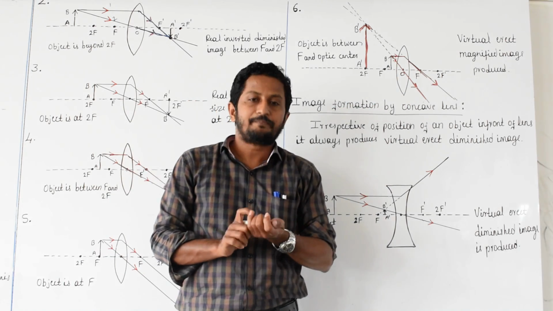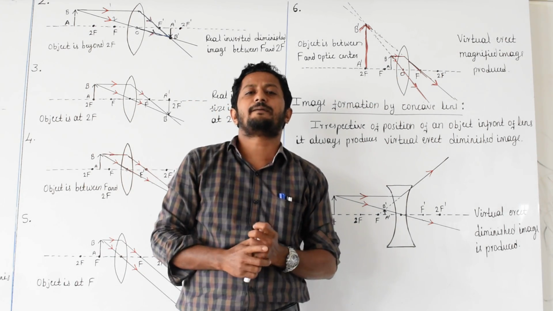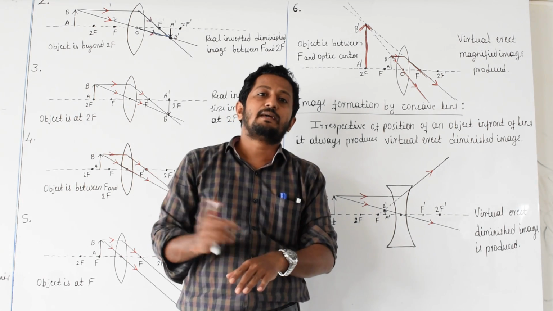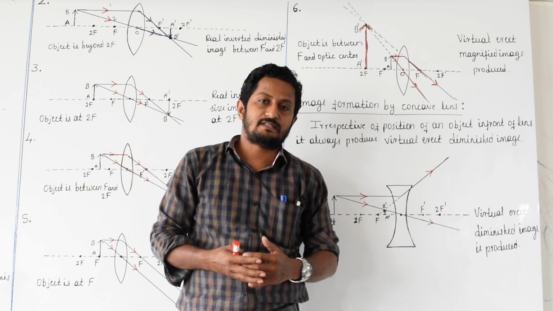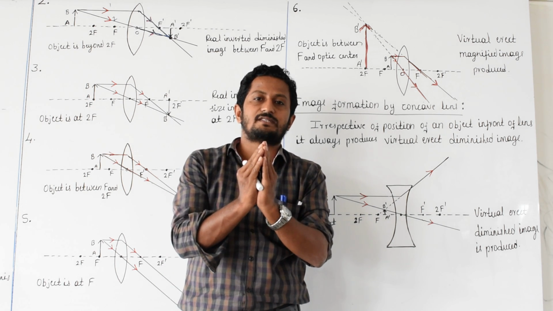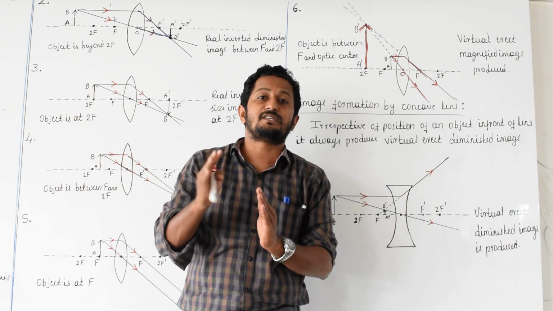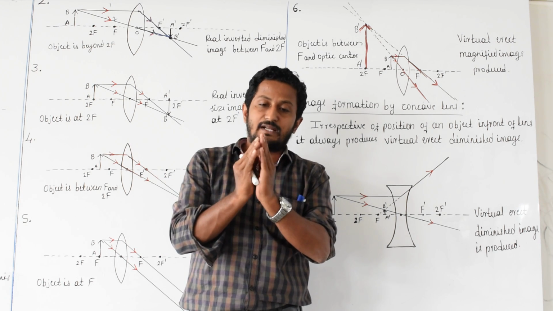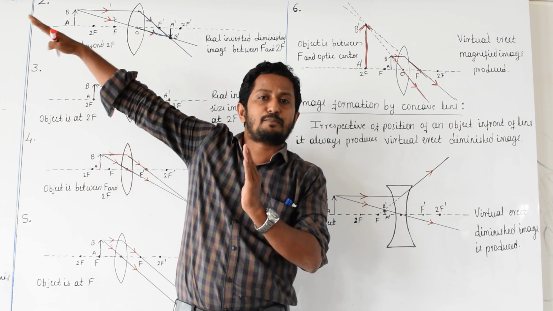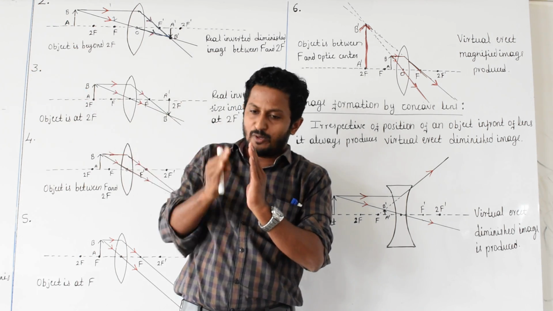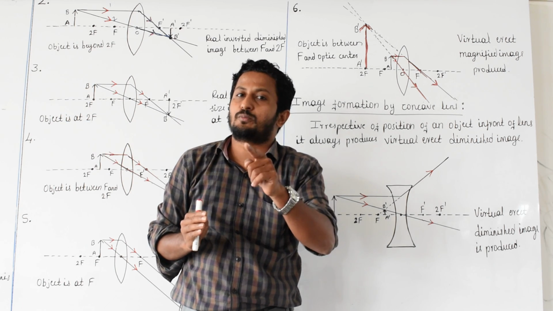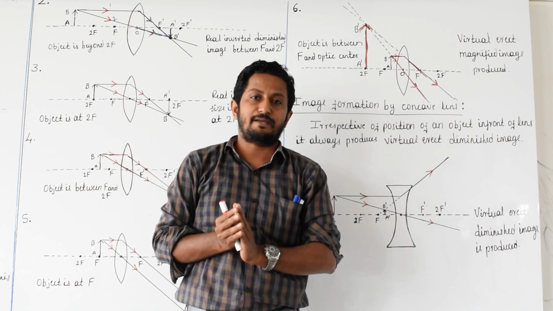Very important. Okay, about lens. We have seen image formation by the convex lens. One thing you have to imagine: in front of that convex lens, the position of the object is very important. If that object is placed beyond the principal focus up to infinity, that convex lens is going to produce a real inverted image.